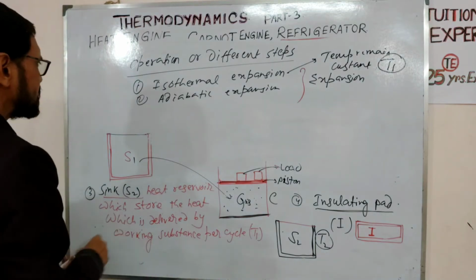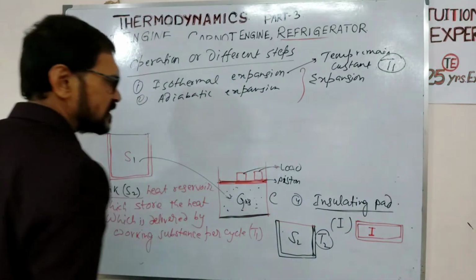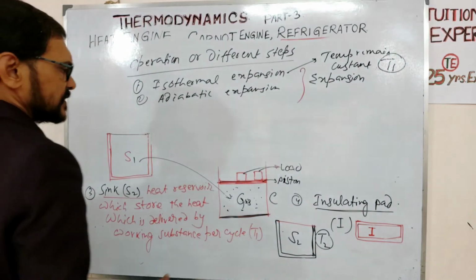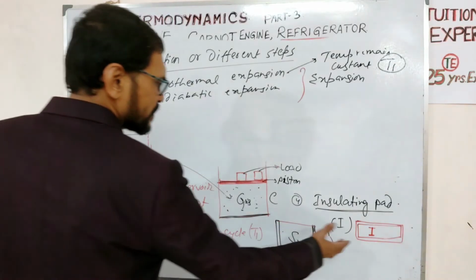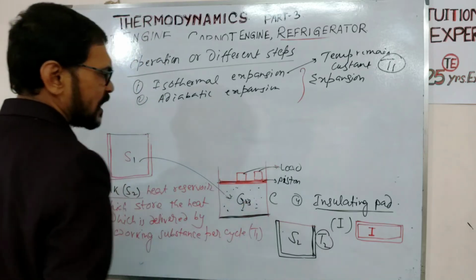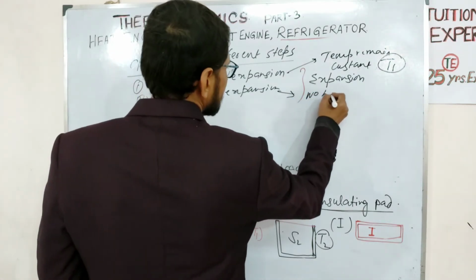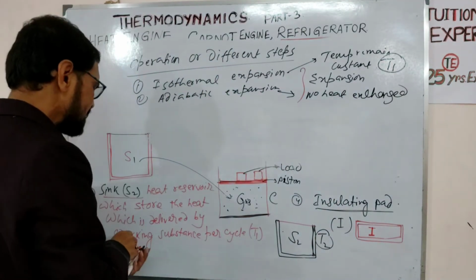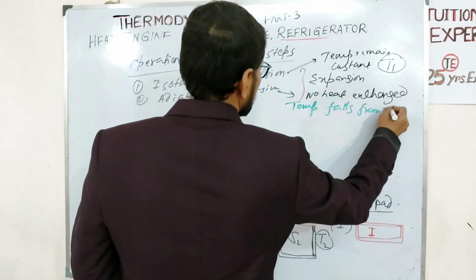Now the next step is adiabatic expansion. The cylinder and piston is placed into the insulating pad, so that, as it is insulated, no heat can exchange between the system and surroundings. That is, heat cannot go from the gas to the outside. So this is adiabatic expansion, no heat exchanged. As there is no heat exchange, the temperature falls from T1 to T2.